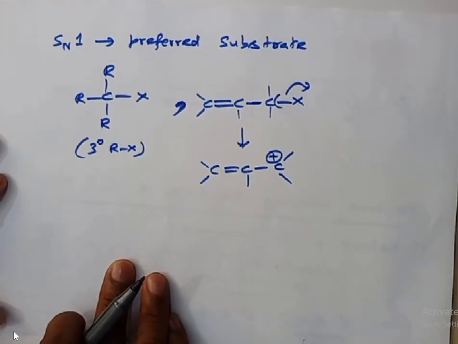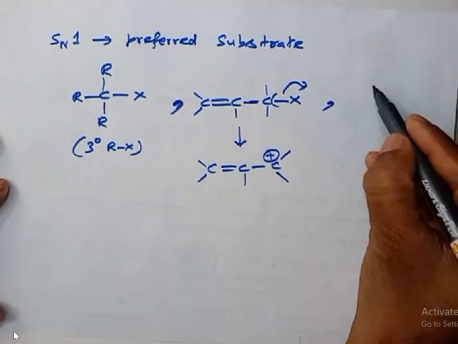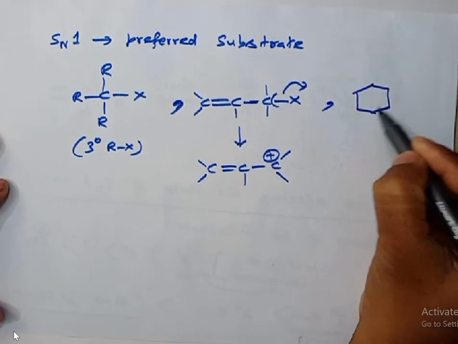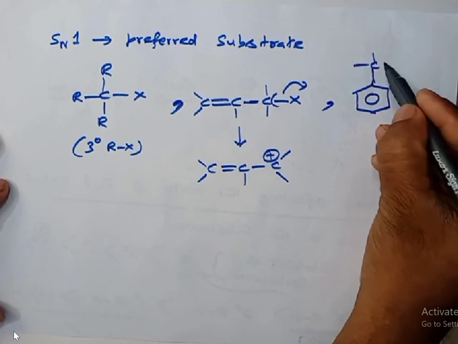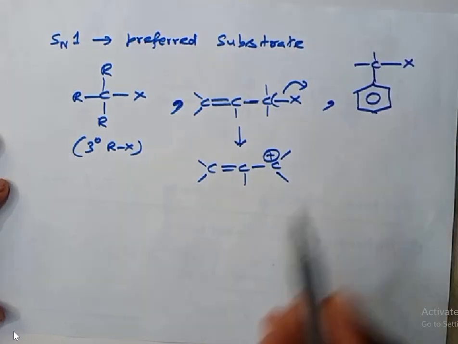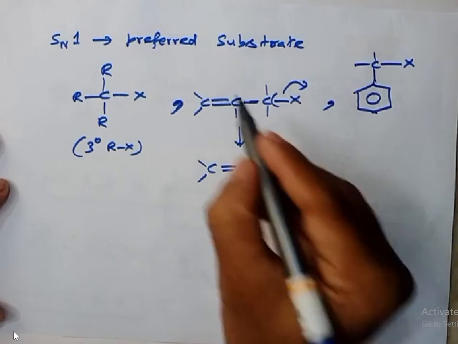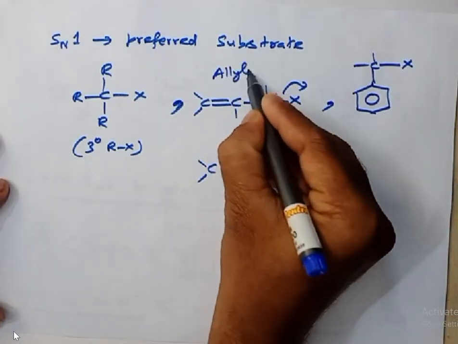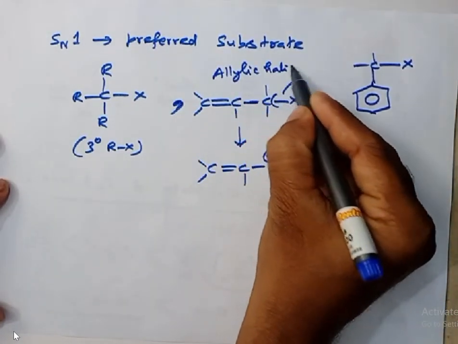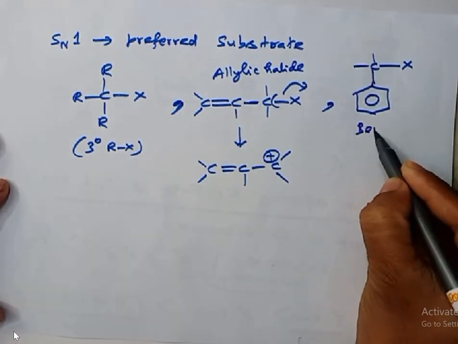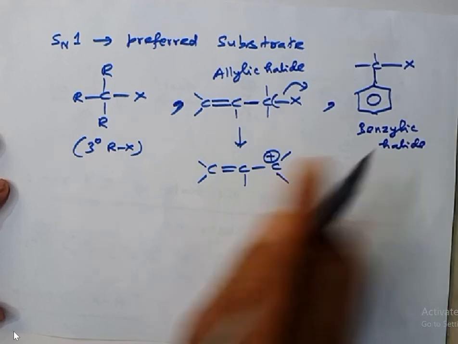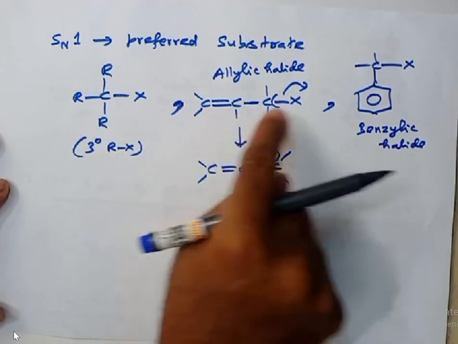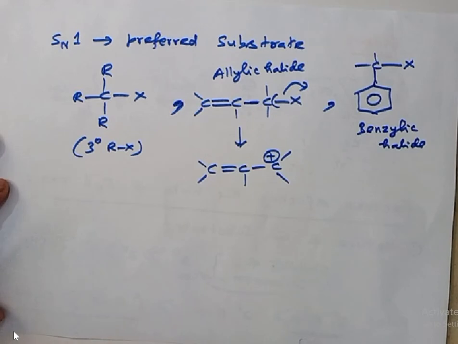Then benzylic. What is benzylic? Benzene connected to an sp3 carbon, and that sp3 carbon is connected to a halogen. We call this benzylic. This is allylic halide, and this is called benzylic halide. Tertiary halides, allylic halides, benzylic halides, these are all preferred substrates for Sn1 reaction.